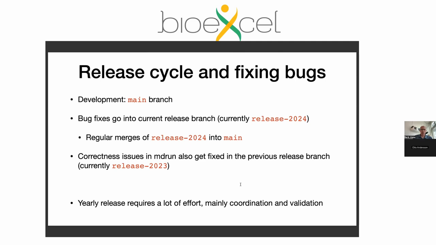So for this process here, the yearly release actually requires a lot of effort, but it's mainly in terms of coordination and validation. Most of the release work has been automated, and of course we have our CI working continuously, so our code is usually in good shape. Still, you need to coordinate what features you need to get in which order, how to do the review, and then in the end there's the validation left that we haven't automated yet, as I mentioned before.